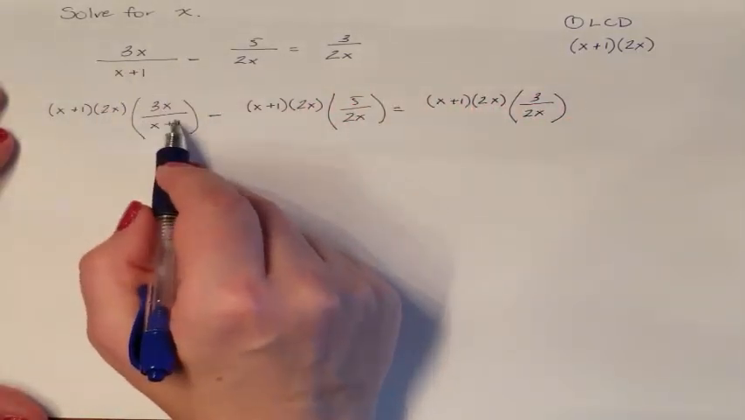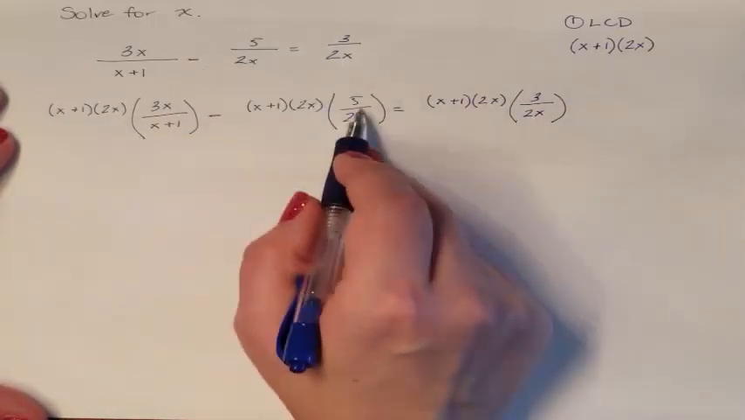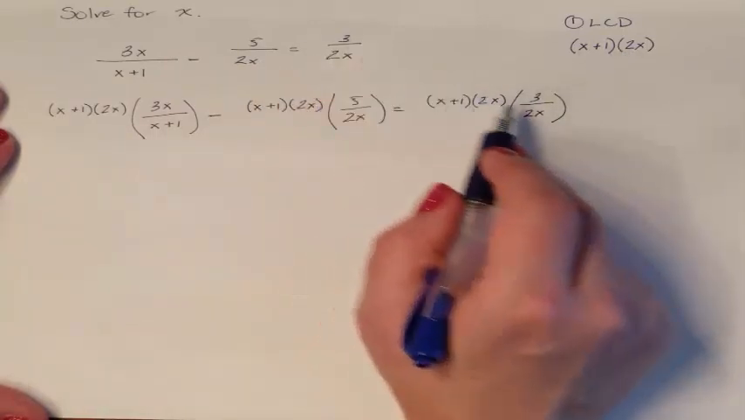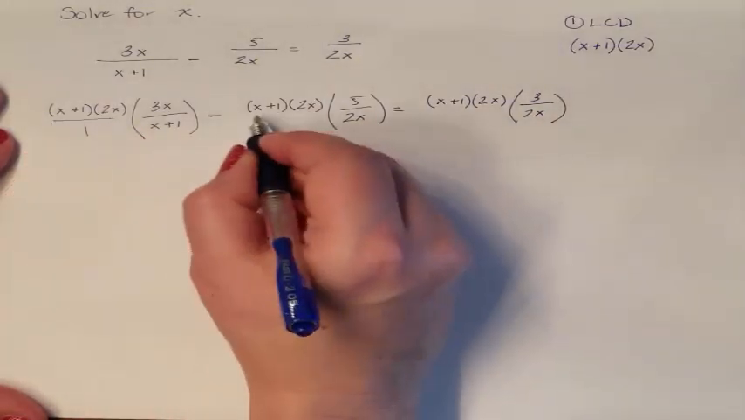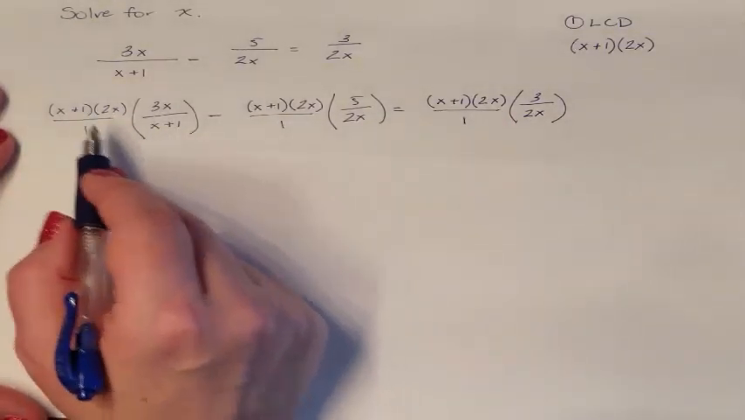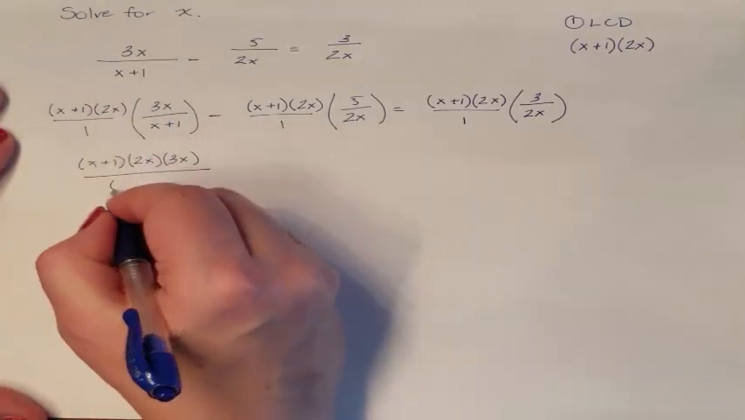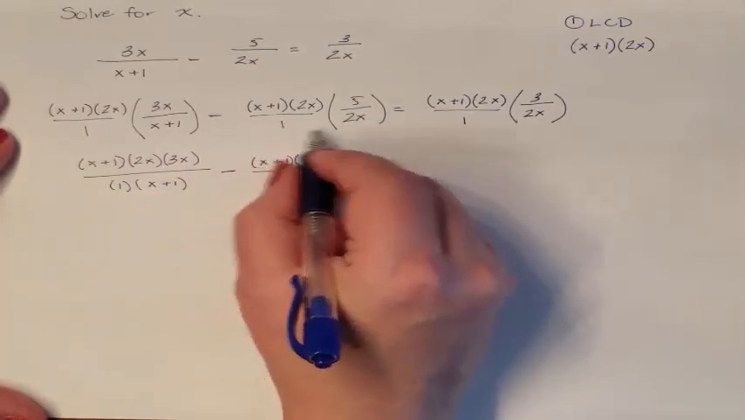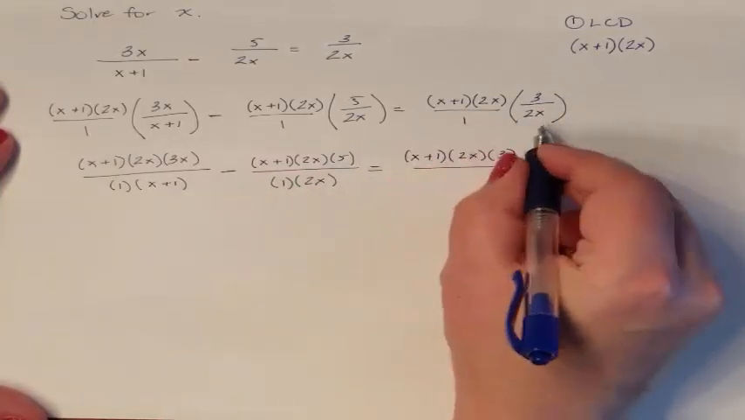So the entire first fraction got multiplied by our least common denominator, minus the entire second fraction got multiplied by our least common denominator, equal sign. The entire last fraction got multiplied by the least common denominator. Now you can think of all of these least common denominators as fractions all over one. Now when we multiply fractions, we multiply across, so numerator to numerator, denominator to denominator, subtraction, numerator to numerator, denominator to denominator, numerator to numerator, denominator to denominator.